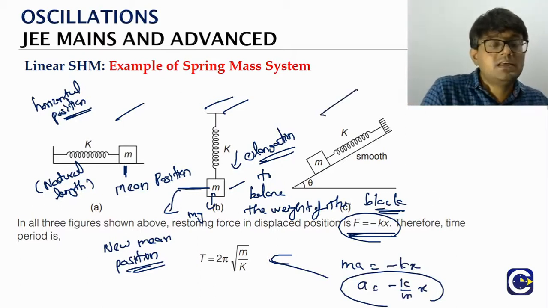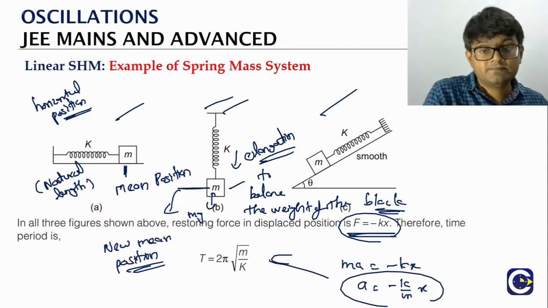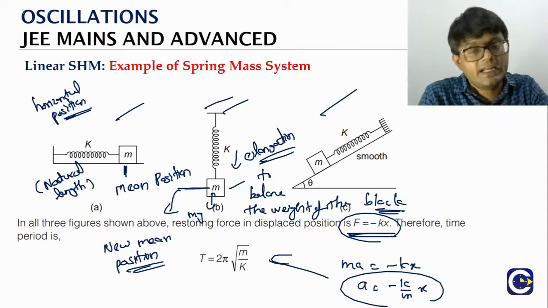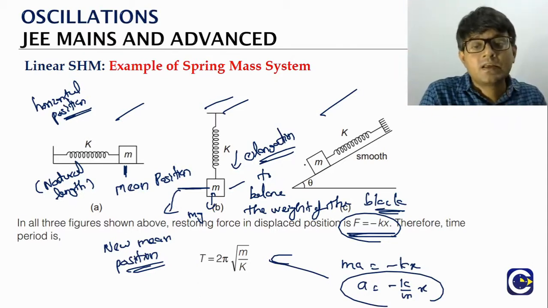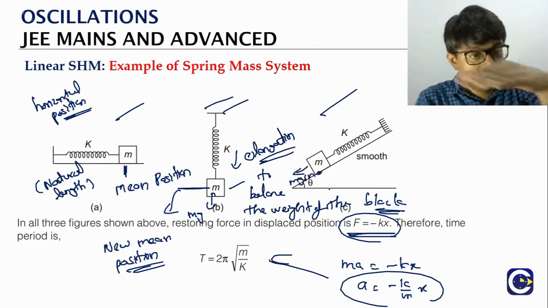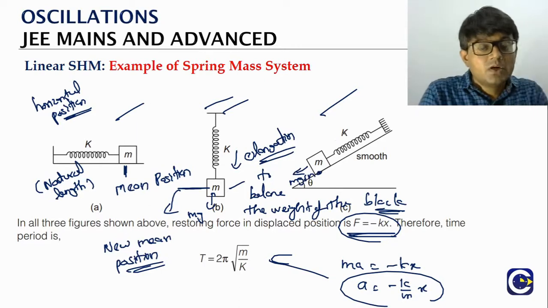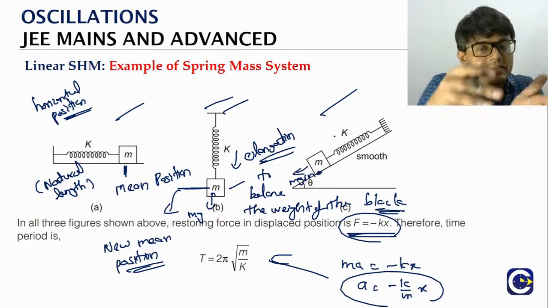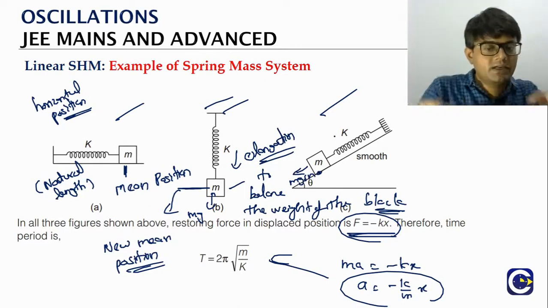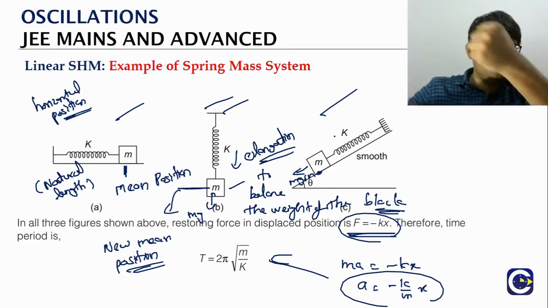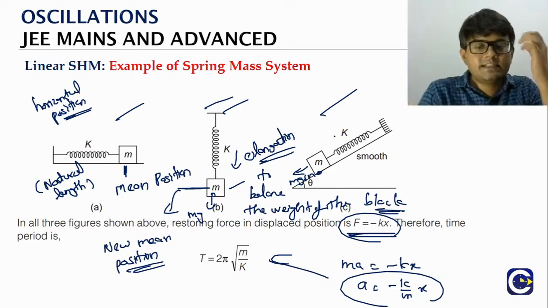Even if we are keeping the spring mass system on an inclined plane, what happens is, the component of weight for the block, which is mg sin theta along the plane, is pulling the block along the plane. To balance it, the spring will get some elongation.